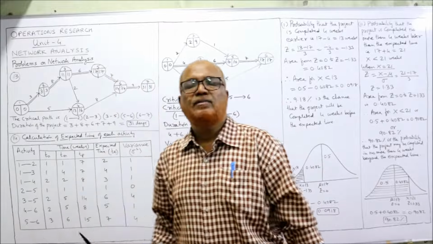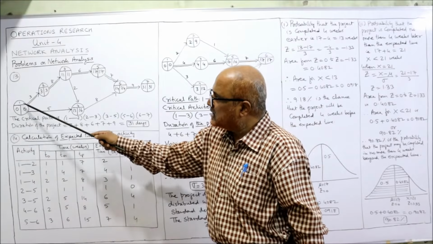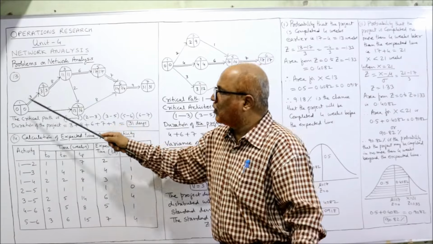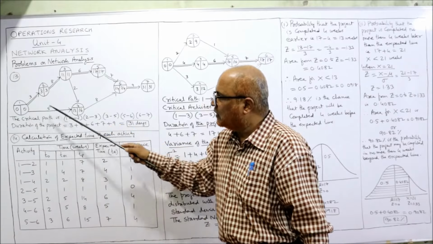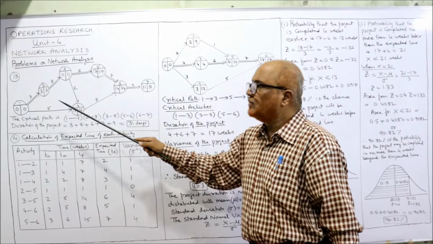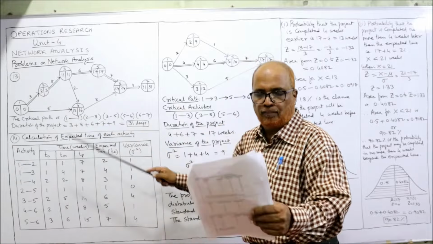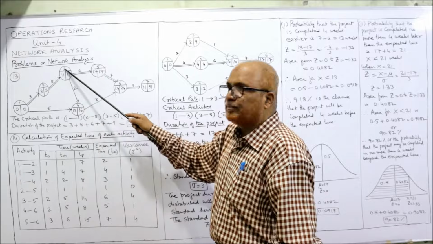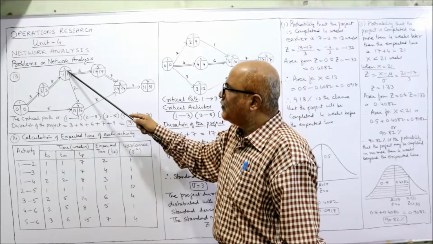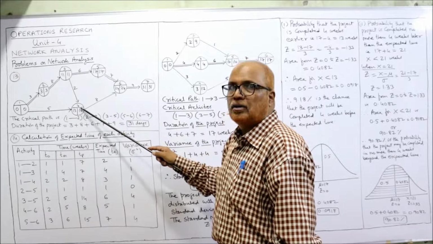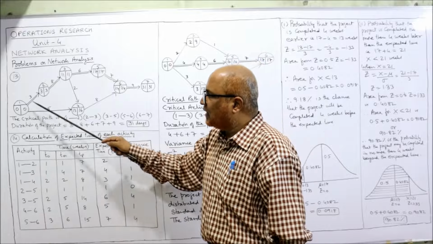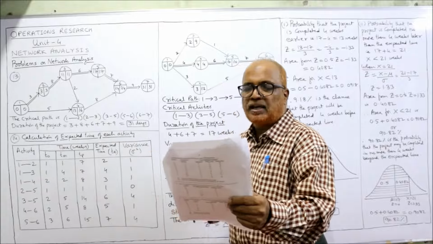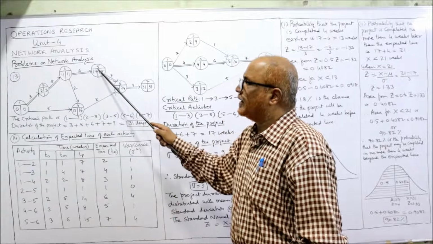The first activity is 1 to 2. I have taken 1 to 2. Then 1 to 4, so two activities, 1 to 2 and 1 to 4. Then 2 to 3, and 3 to 4. One is coming from 1 to 4, another is coming from 3 to 4. This is a merging event. Then 3 to 5.